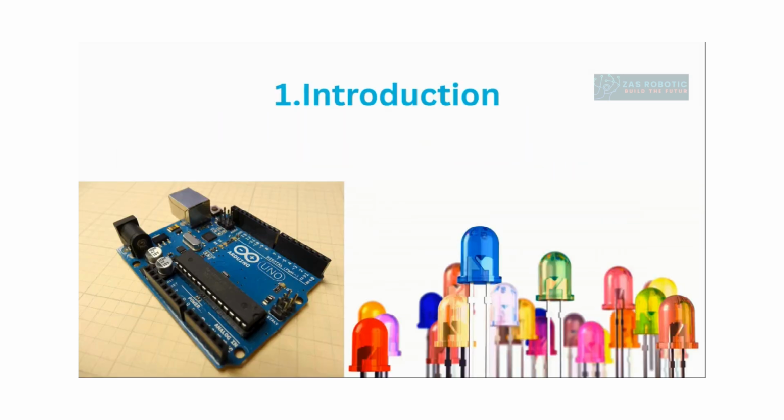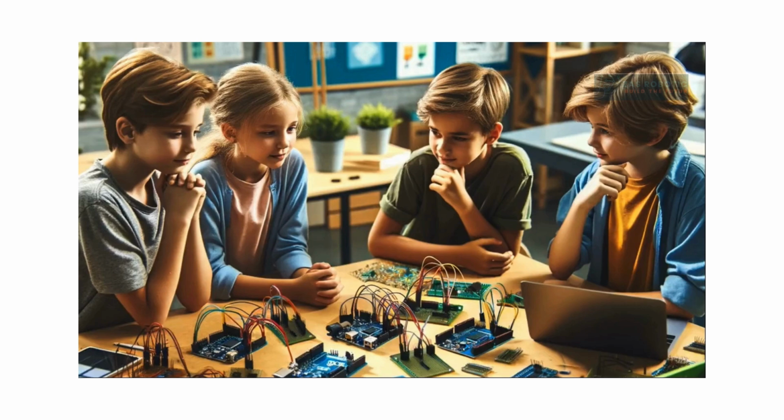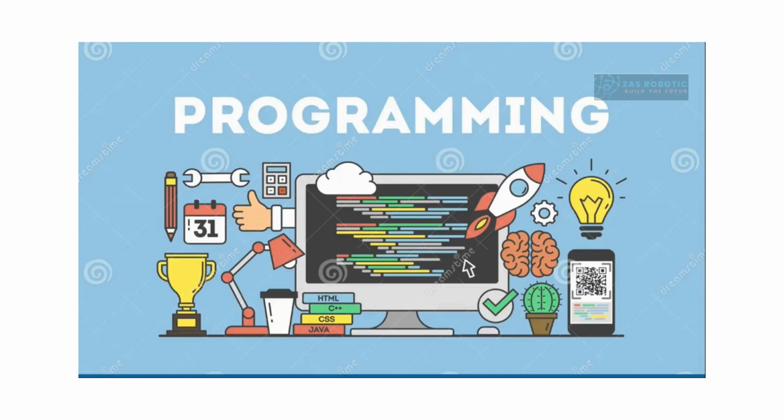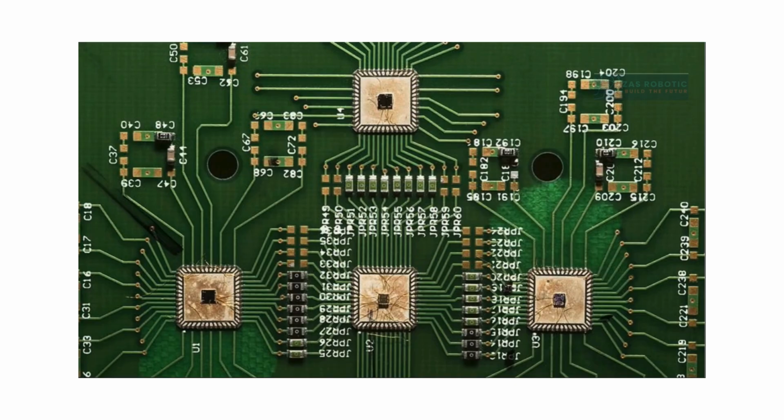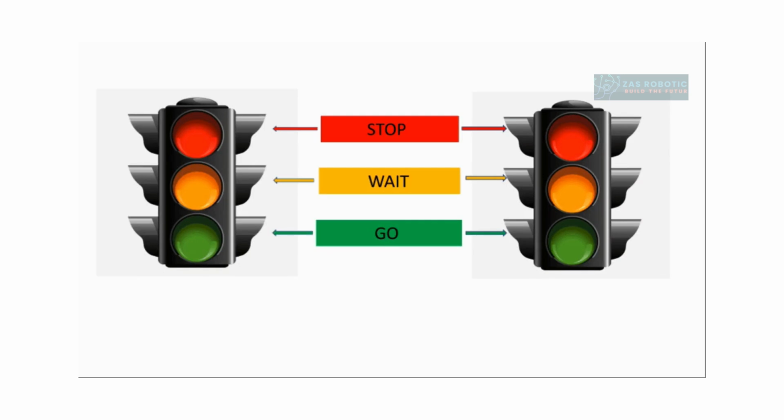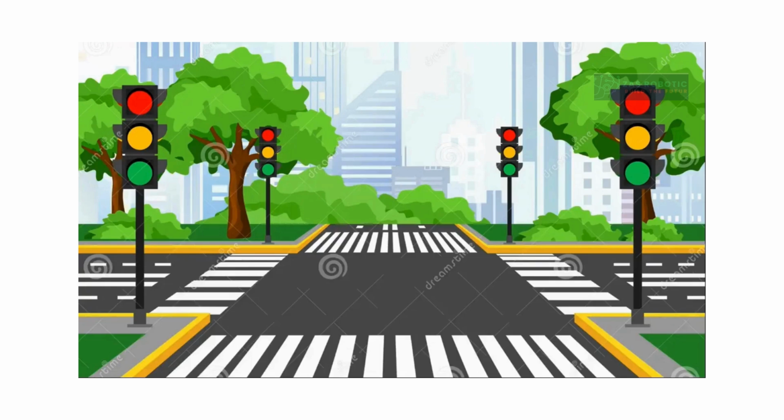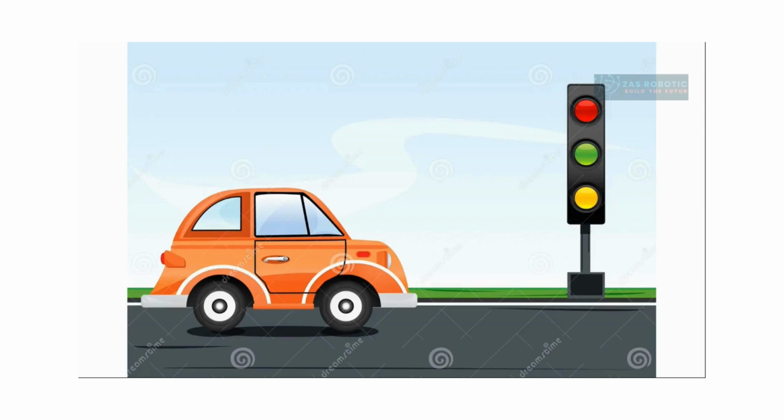Introduction part. In this lesson, students will learn how to create a traffic light simulation using an Arduino Uno and three LEDs, which are red, yellow, and green. This project will help students understand basic programming concepts, circuit design, and the functionality of microcontrollers. Actually, traffic lights are essential for managing vehicle and pedestrian traffic at intersections. This project simulates a traffic light sequence using LEDs, and allows students to visualize how traffic lights operate.